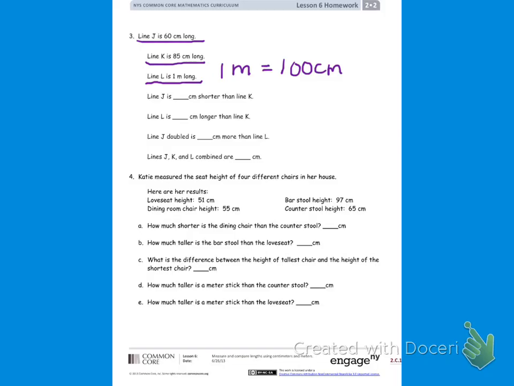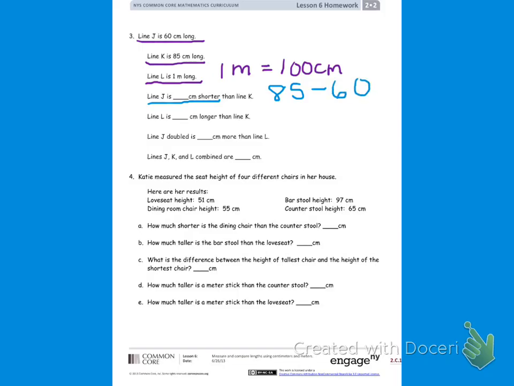For the first problem, it says line J is blank centimeters shorter than line K. Again, we've learned that that means we're finding the difference between the lengths of two lines. We're starting out with line J, and it says line J is shorter. When we find the difference, we're going to find the longer length first. We're going to look for line K, which is 85 centimeters long. We're going to subtract the shorter length of line J, which is 60 centimeters long.